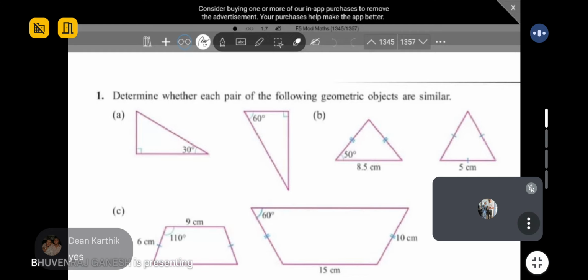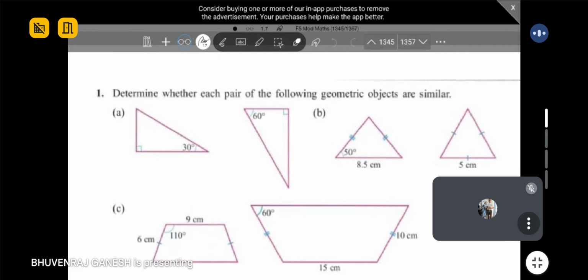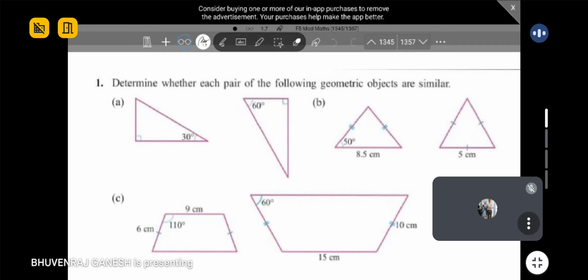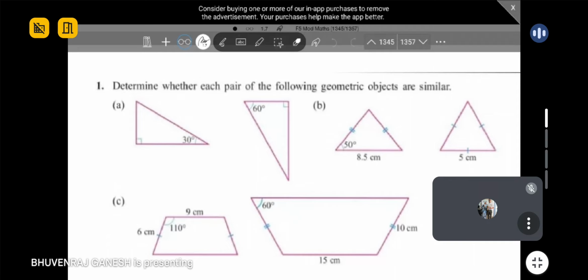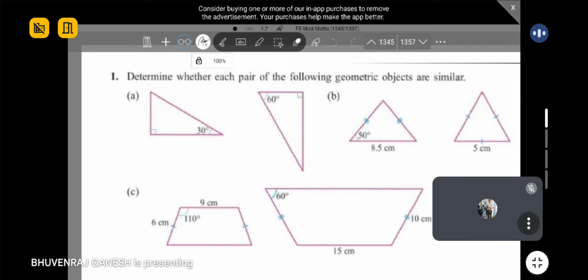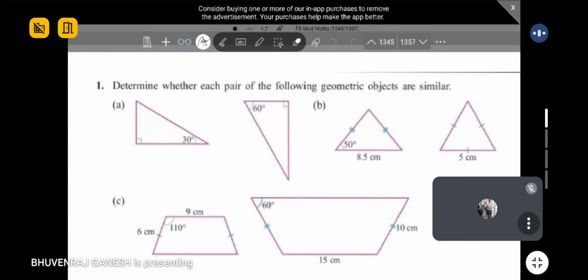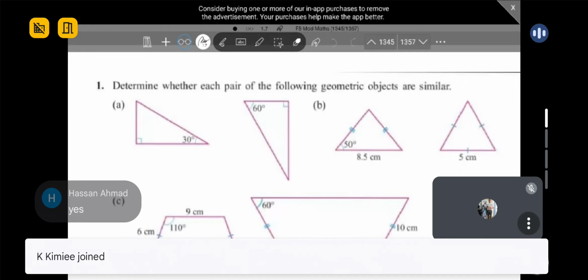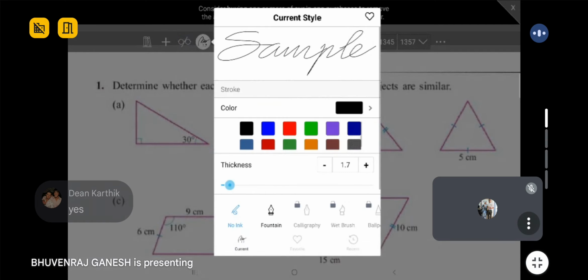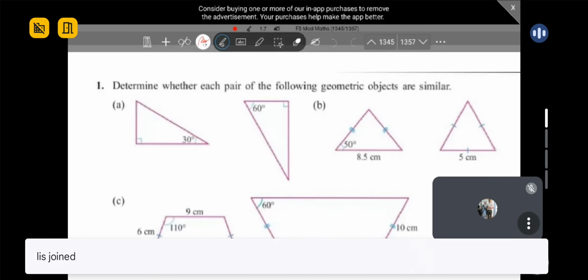Okay, before we start the enlargement, let us recap last week lesson. Okay, so the first question. Bolehkah kamu tentukan objek geometri ini serupa ke tak? Are they similar? Let's say first example, part A. Are they similar? Yes or no? Yang lain? Serupa ke tak objek-objek ni? Okay, sama-sama lagi. Soalan A. Are they similar? Try and see. Make sure you understand the concept.